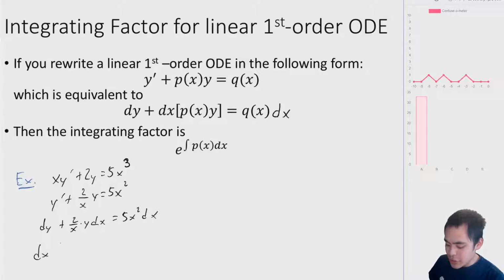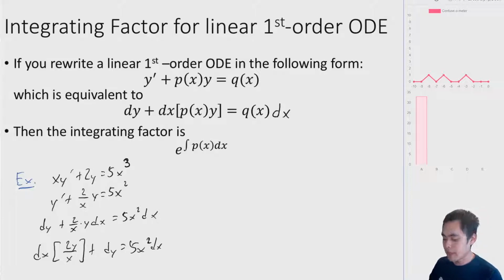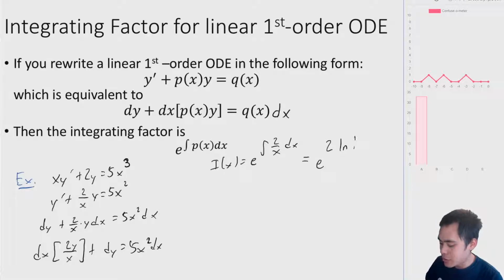I'm going to rearrange this to put it into a nicer form. So this is dx times 2y over x plus dy is equal to 5x squared dx. And we know our integrating factor is equal to e to the integral of 2 over x dx. That's something you should memorize. And this is equal to e to the 2 natural log of absolute value of x, which is equal to e to the ln of x squared, which is equal to x squared. So our integrating factor here is equal to x squared.